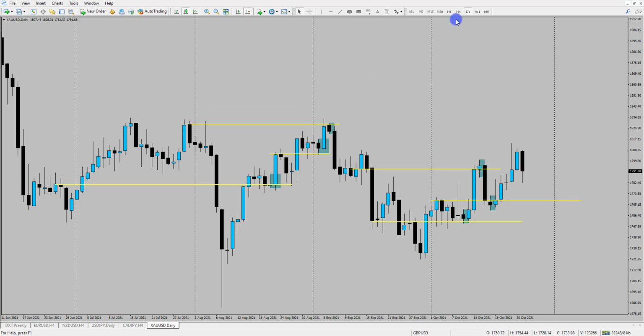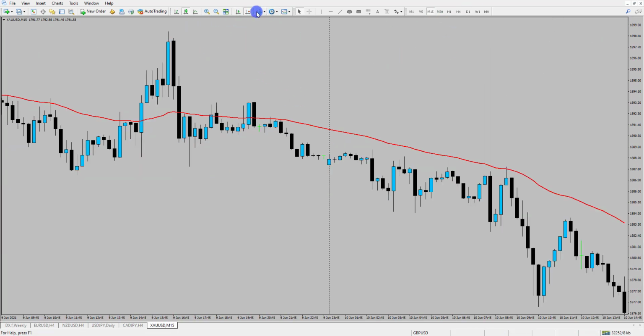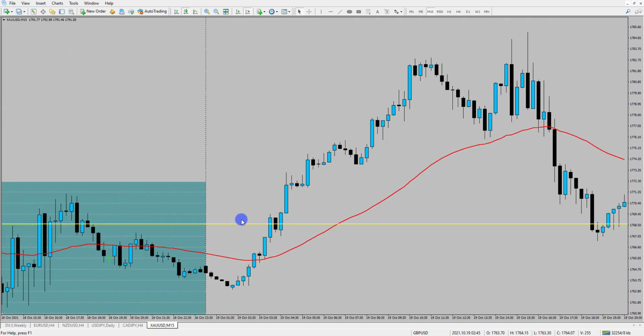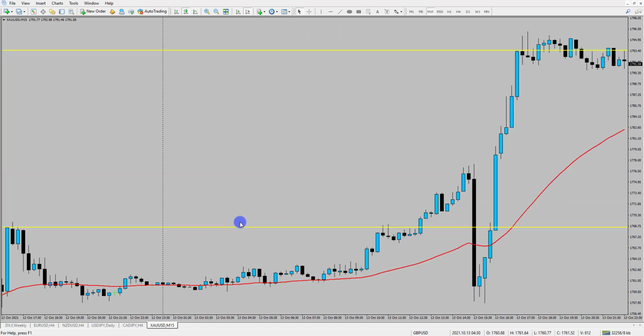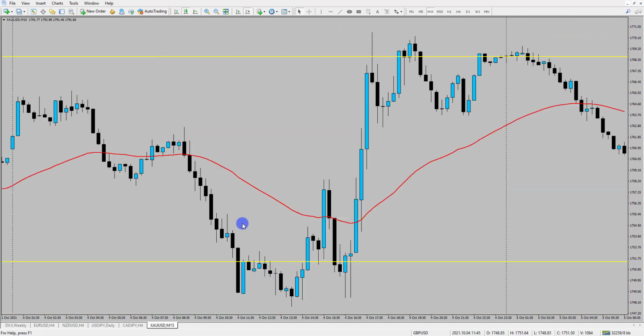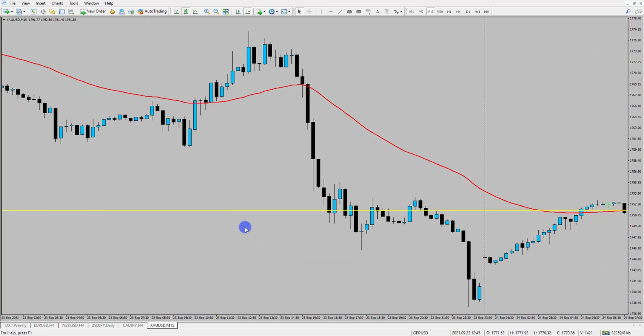Now, if I go to the 15-minute time frame and go back to August 20th, we can see I've marked out the area where we can start looking for the potential opportunities going into the next day.